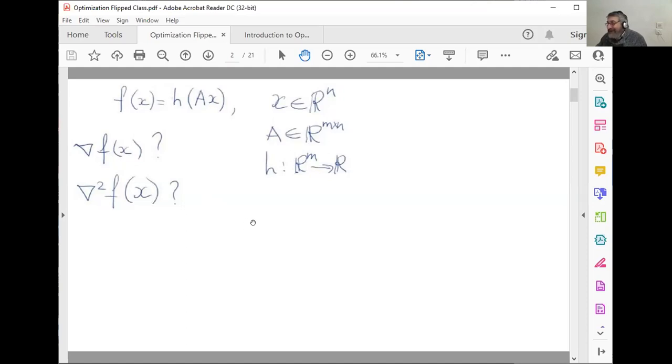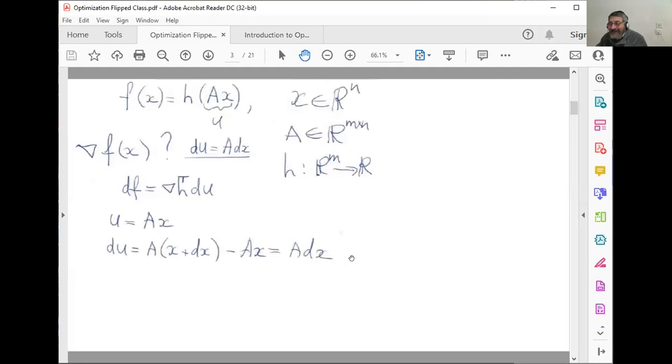To start, we will do the following. We know that if I am able to get an expression for the differential of f, and it will be some linear functional of dx, then what I will have in the inner product will be the gradient. So we can start moving in this direction. First of all, I denote this inner part Ax as some auxiliary variable u. Because this expression is linear, du is just A multiplied by dx. I wrote it here at the bottom in more detail.